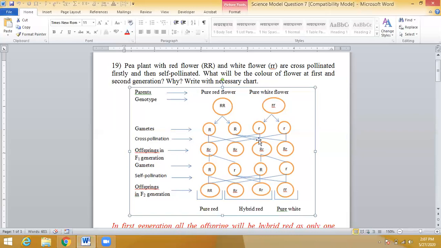This shows that in the first generation the dominant character always wins. So all the flowers are red here. There is no white flower produced because white is the recessive character. This is the first law of Mendel.